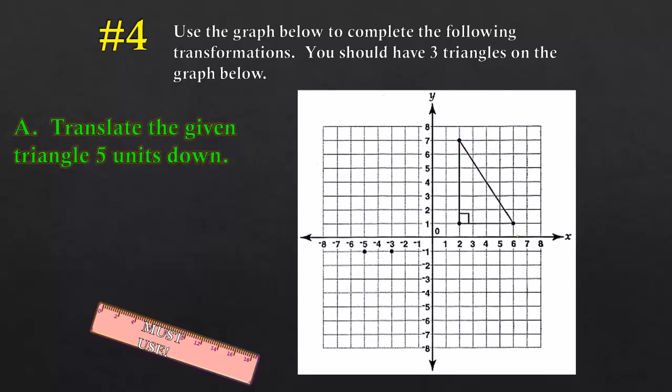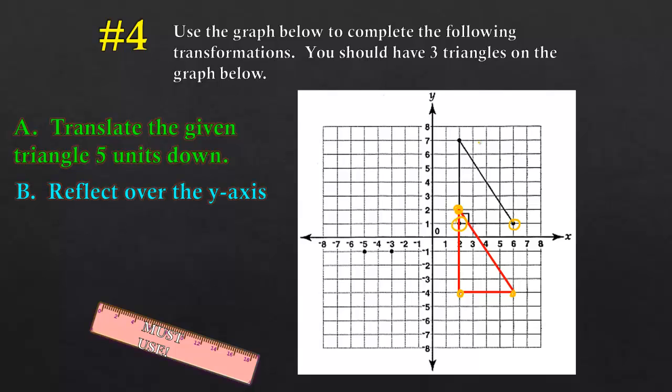So basically what you want to do is take each one of these points and move them 5 units down. So I'd go down 1, 2, 3, 4, 5 to here. From here, down 1, 2, 3, 4, 5 to here. And from here down 1, 2, 3, 4, 5. So that'll be my other point. Connect the dots, and you have your first triangle.